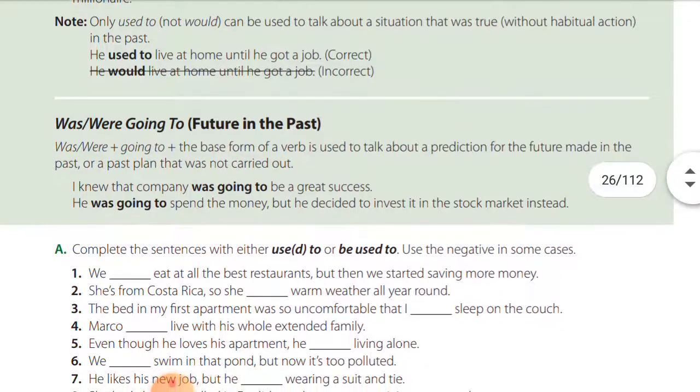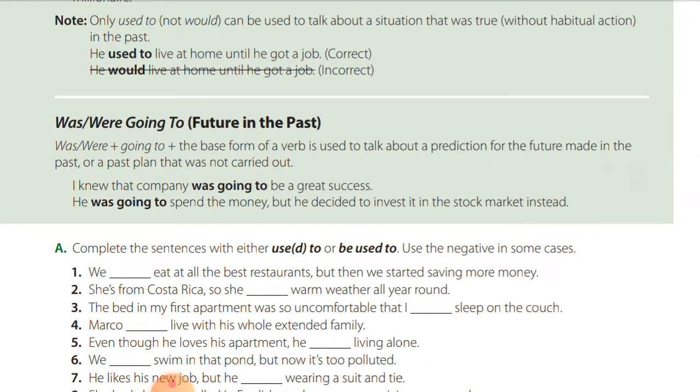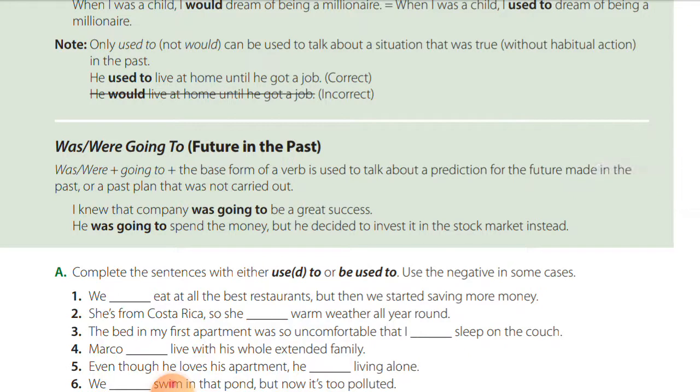Not only used to, not would, can be used to talk about a situation that was true without habitual action in the past. He used to live at home until he got a job. This is correct. But if I say he would live at home until he got a job, this is incorrect. So used to only can be used to talk about a situation that was true without habitual action.